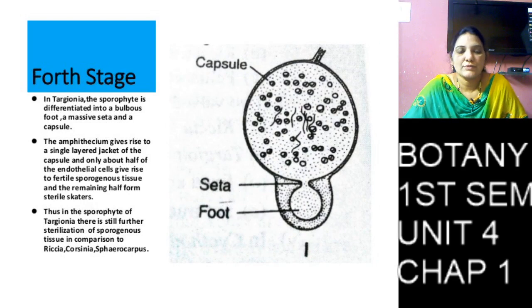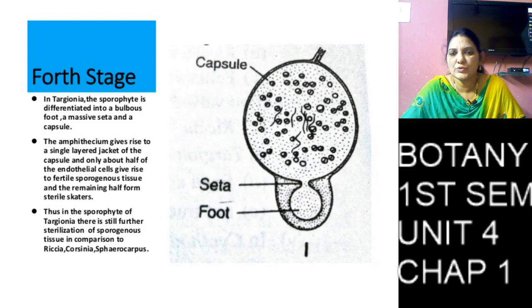Then next, coming to the fourth stage of the sporophyte. Here Targionia. Here also the Targionia sporophyte is divided into three parts: foot, seta, and capsule. Here the foot is very developed. The foot is attached with the thallus and absorbs water, minerals and nutrition, and it is used for the sporophyte capsule. The second part, the seta, is attached with the foot, and it also absorbs water and minerals and is used to develop the capsule.